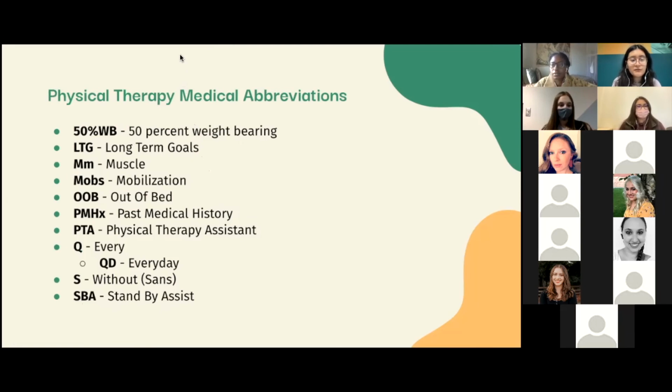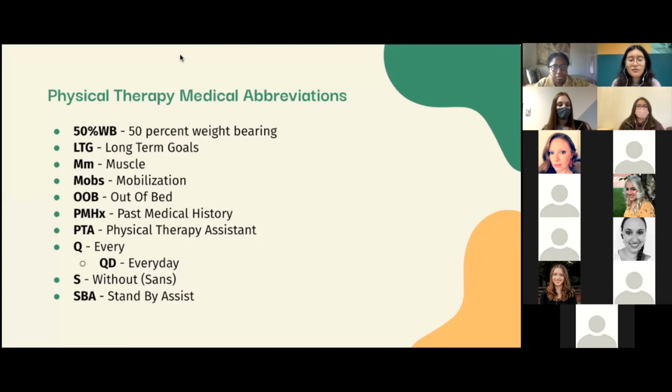For physical therapy, 50% WB refers to 50% weight bearing. So this is how much weight a person puts on or through an injured body part, whether that be a leg or back, etc. LTG, long-term goals. MM, muscle. MOBS, mobilization. OOB, out of bed. We heard that one in another field, so you can see some connections in there. PMHX, past medical history. PTA, physical therapy assistant. Q for every, and then QD, every day.